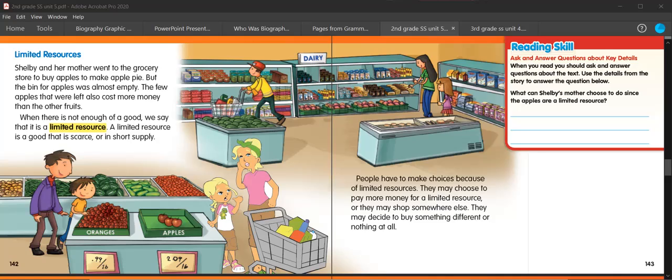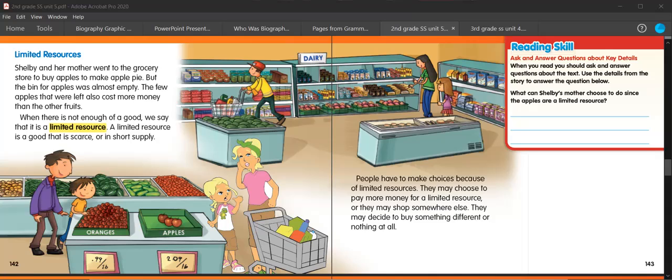The price goes up because there's not very much of it. So as a consumer, as someone who's buying these things, you have to stop and make a choice. Am I willing to pay more money for this thing? Maybe I'll get something else instead, or maybe I just won't buy it at all. So you have those different options.